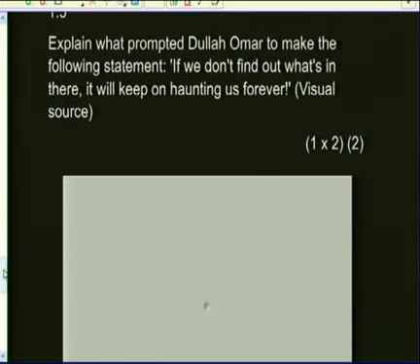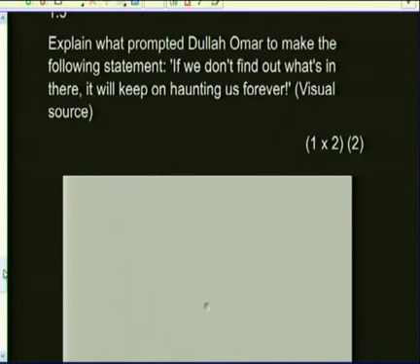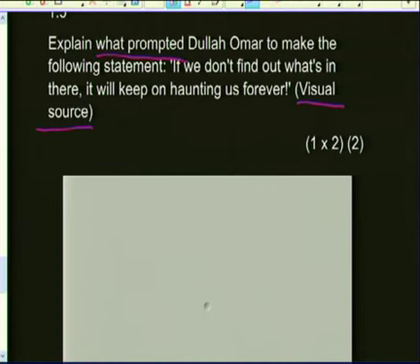Then the next question is, explain what prompted Dullah Omar to make the following statement. If we don't find out what's in there, in that haunted house that he was heading towards, it will keep on haunting us forever. So that is the visual source. If you look at this question, it does tell you that you're supposed to look at the visual source, not the written source. Explain what prompted him to make that statement, that if we don't find out what's in there, it will haunt us forever.